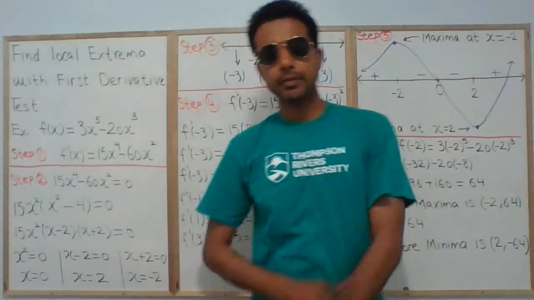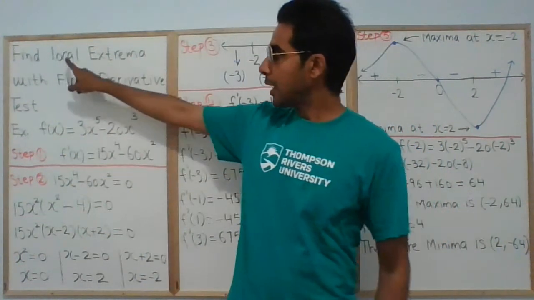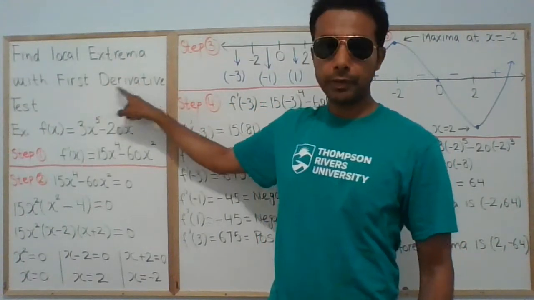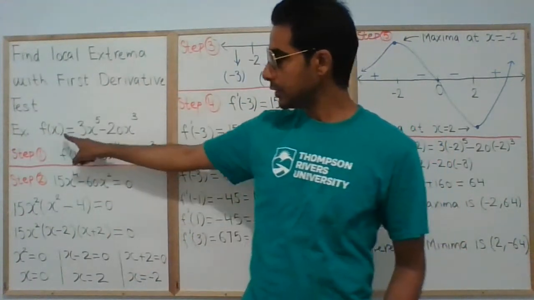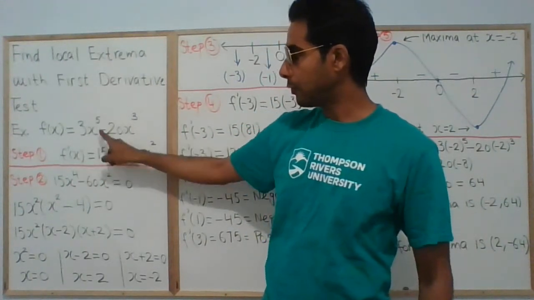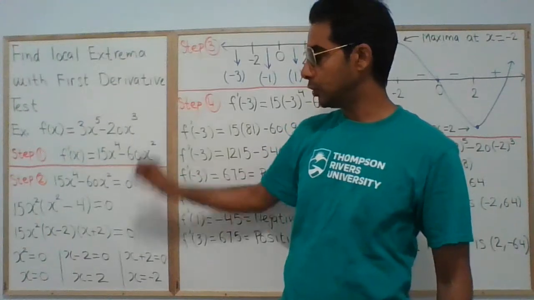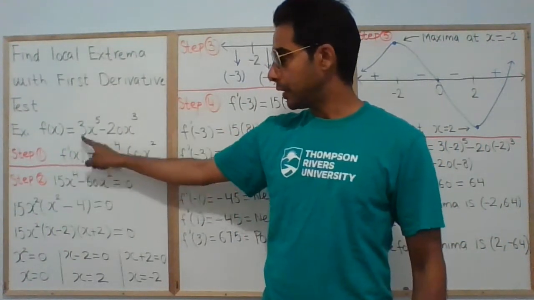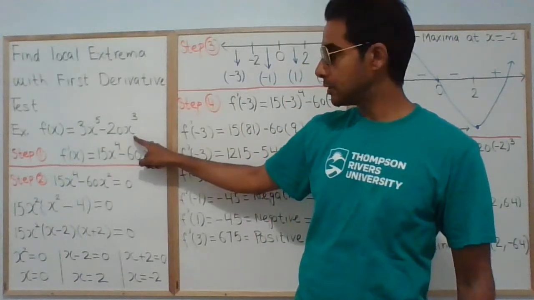Hi, in this example, I'm going to explain how to find local extrema with the first derivative test. This is the expression we are given, f(x) equals 3x^5 minus 20x^3. Step 1 would be to take the derivative of this expression. This is how it works.